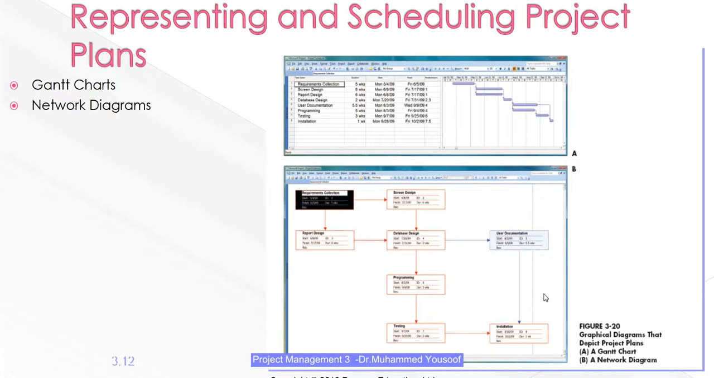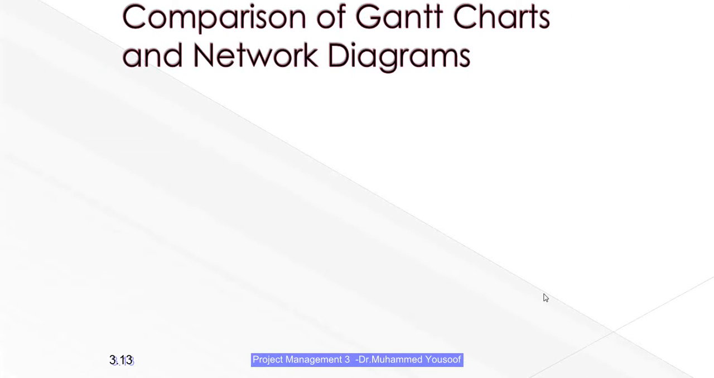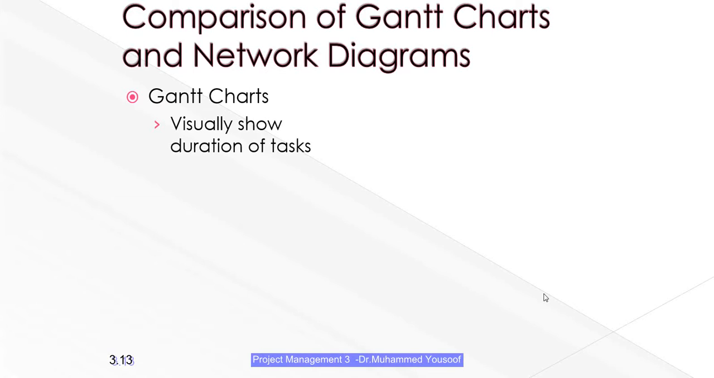very clearly. Now the next one is we are going to see the comparison between the Gantt chart and the network diagram. Number 1, the Gantt chart shows the duration of the task, which you have seen, how many weeks, when it will start, when it will finish.